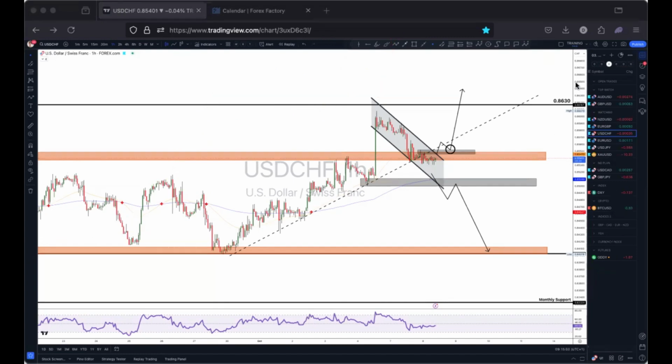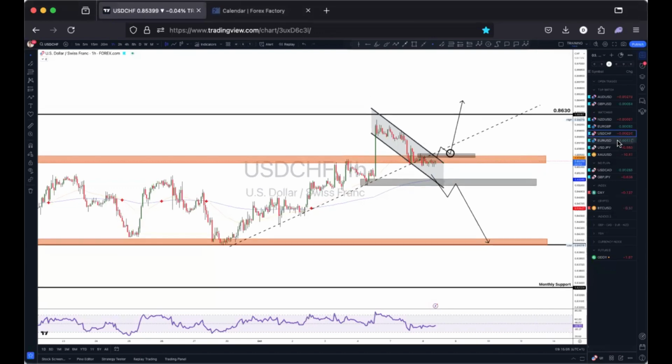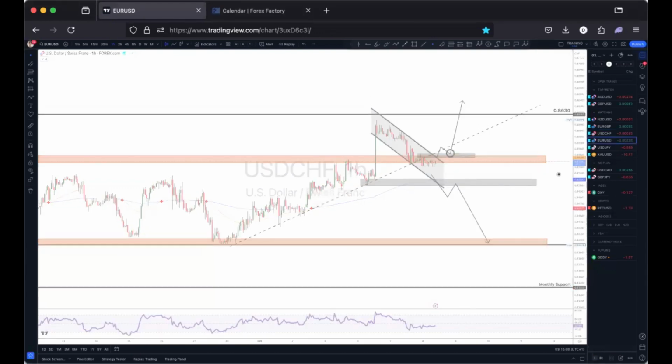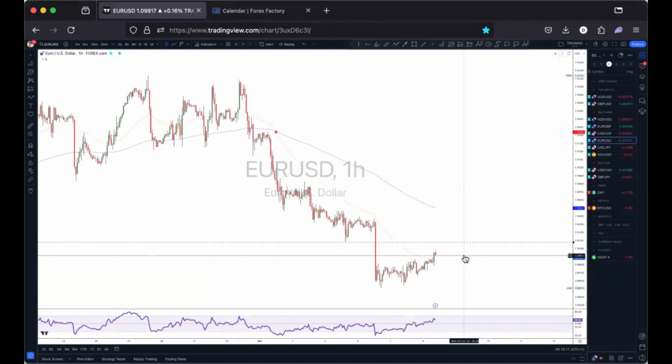So this is the plan on USDCHF. I don't want to waste much of our time. And then the next pair to jump into is our favorite and the most popular pair in the world, euro dollar.